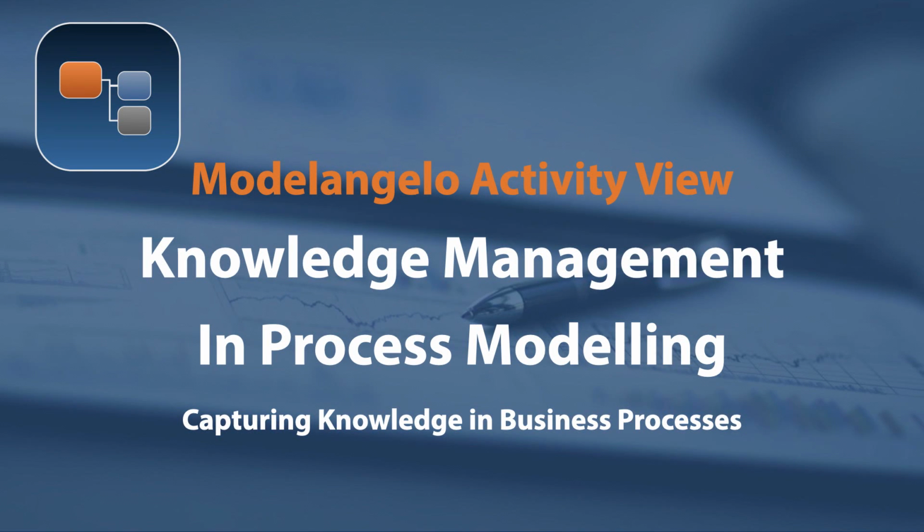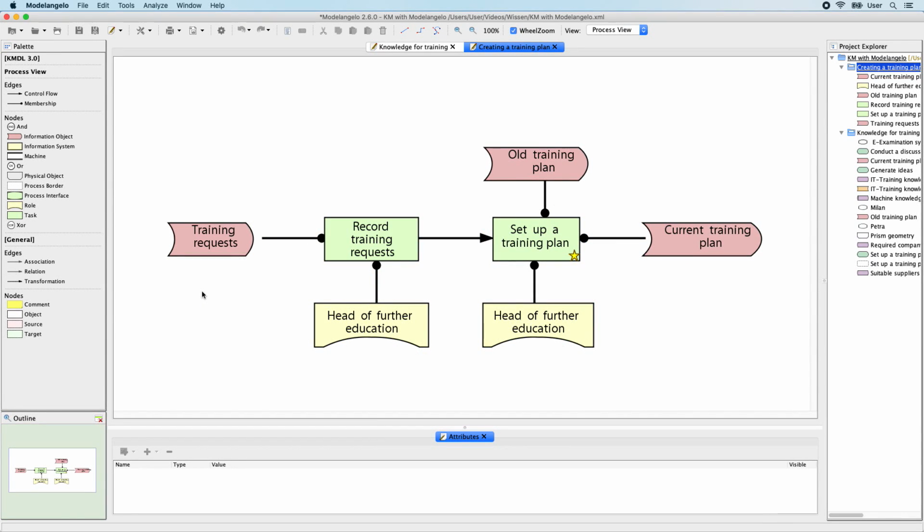Knowledge management and process modeling with the activity view. In this tutorial, you will become familiar with the KDML approach to capture knowledge in business processes. To start with, we can see a simple process example of a training plan in Model Angelo's process view.